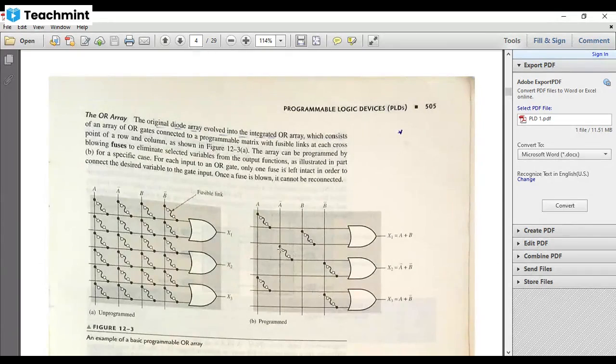So right now, only the second contact we have to place as it is, and the first, third and fourth contacts we have to blow off here. In the same way, for the fourth row, the first, second and third contacts we have to blow off, and the fourth contact we have to place as it is. Okay, that is x2 equals a bar plus b bar.